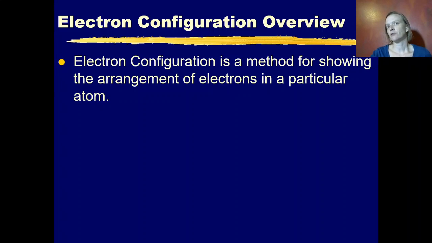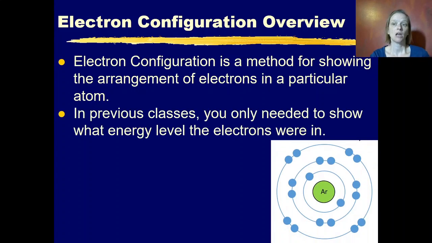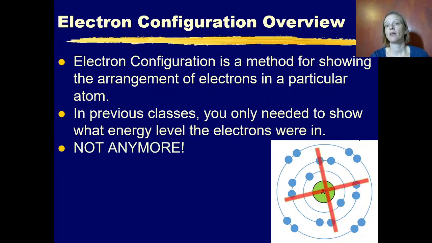So these electron configurations. Electron configurations are a method for showing the arrangement of electrons in a particular atom. As I said before, in physical science or in middle school science, you learned how to place, this is called the Bohr model, this picture that I have here. You learned how to place electrons in rings, and you only needed to show what energy level the electrons were in.